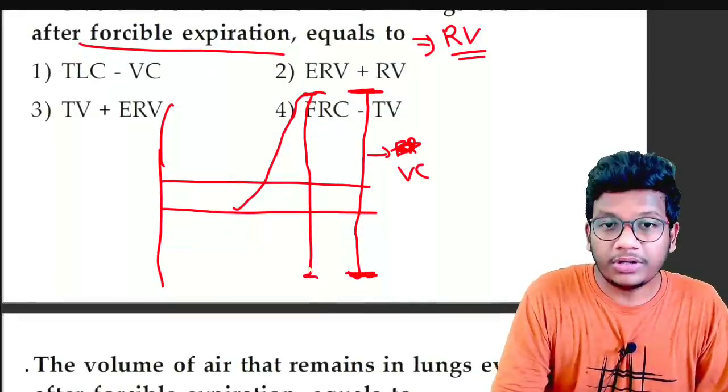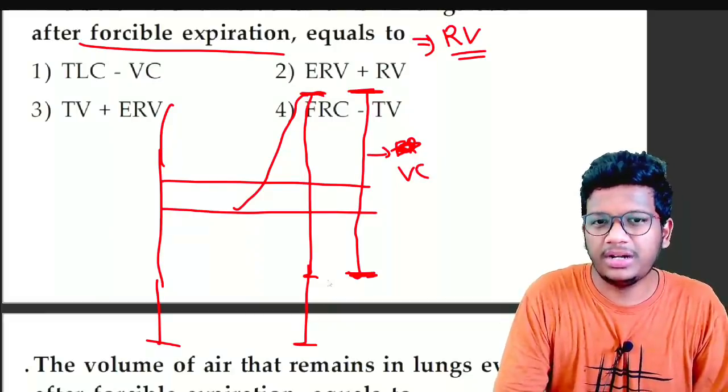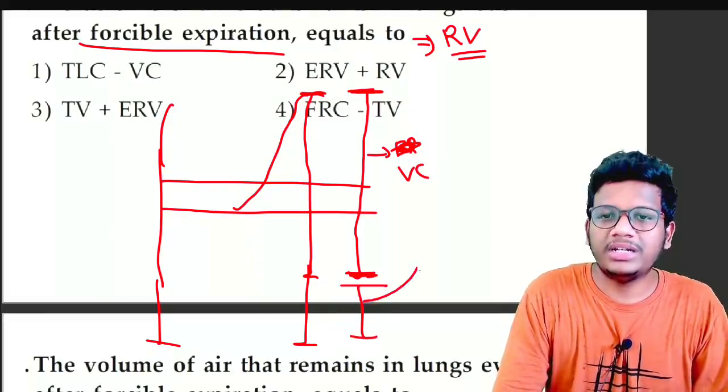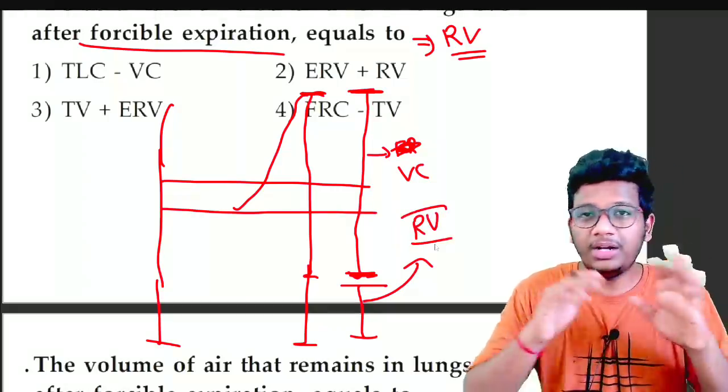And total lung capacity is the full thing here. So this is our total lung capacity, from here to here. So the difference between the total lung capacity and vital capacity is your residual volume. I'm not having that much time.